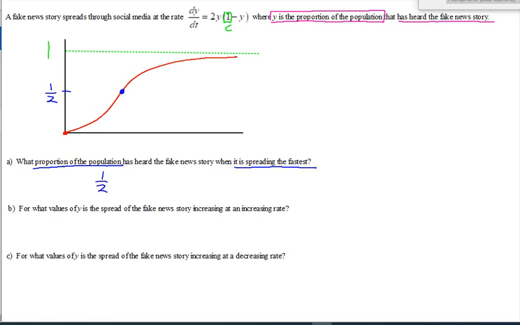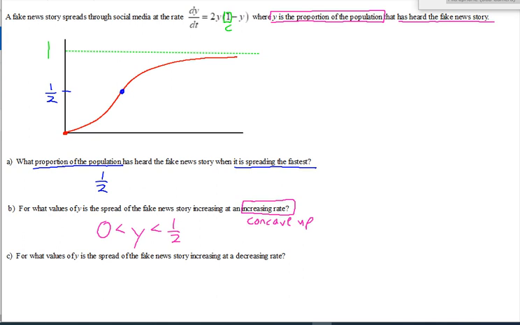And for what values of y is the spread of the fake news story increasing at an increasing rate? So the whole graph on this logistic growth is increasing. An increasing rate is another way of saying concave up, because when something's concave up, the slope or rate is increasing. So you can see the slope is increasing there. So that's on the interval, we don't know for sure it's 0, but we just start with 0 because we aren't given an initial value, from 0 to 1/2. So it makes sense that initially nobody's heard the story until it actually is out there.